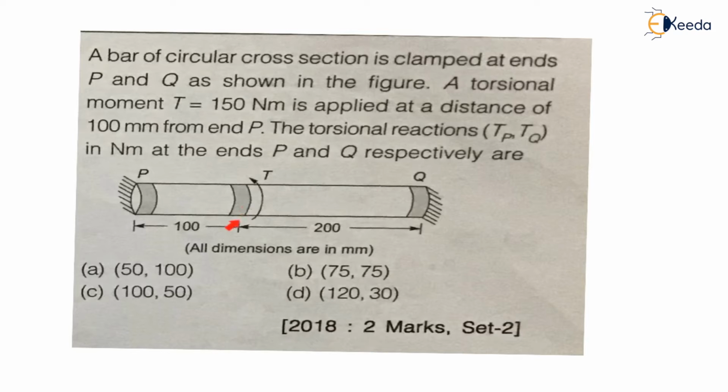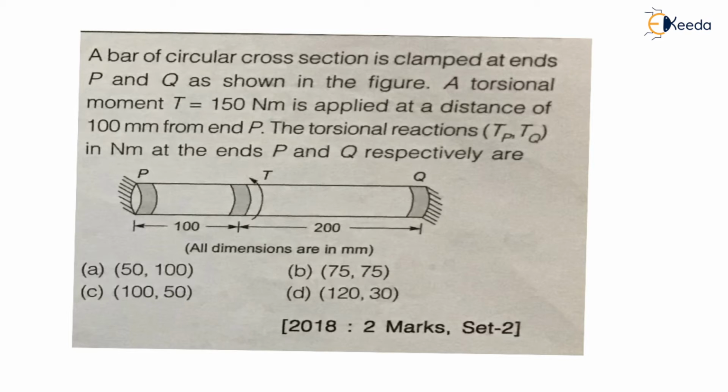Now for such type of loading our target is to find the torsional reaction at P and the torsional reaction at Q. Options are given. Can you imagine, on this shaft an anticlockwise torque is acting in between P and Q, at a distance 100 mm from P and 200 mm from Q. To cancel this anticlockwise torque there will be a reaction at P as well as Q. Therefore let us assume the reactions at P as well as Q are in clockwise direction.